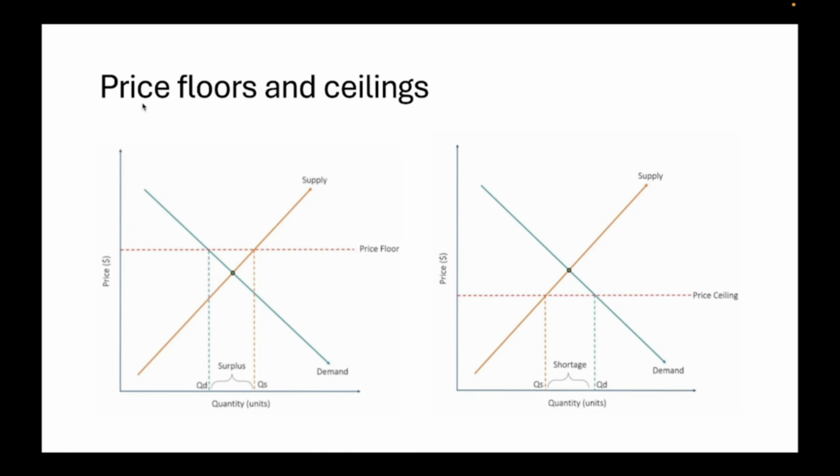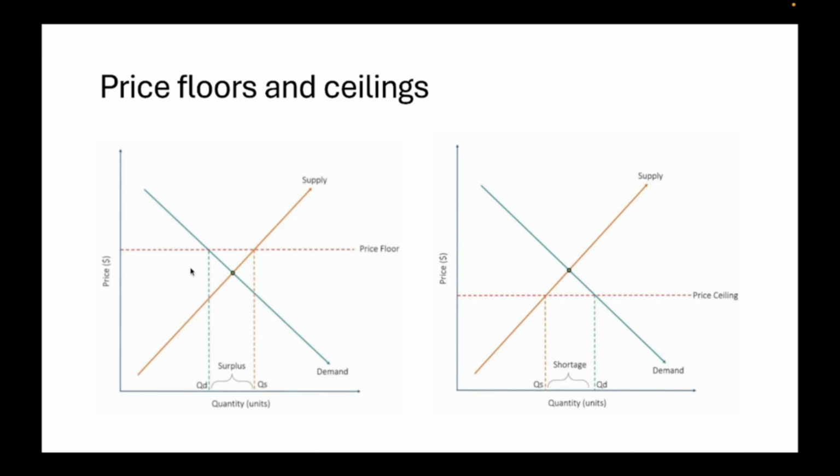Another way in which governments can intervene are price floors and price ceilings. So on the left, we see a price floor. Price floors are usually imposed on demerit goods. So let's say this is, again, the market for cigarettes. It is the most generic example you will find. So yeah, this is a price floor, and it is set above equilibrium.